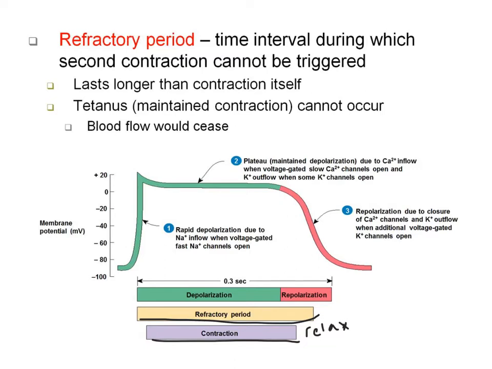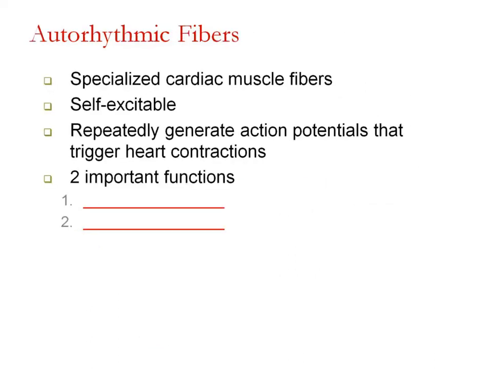Auto means self, right? So fibers is another way to say muscle. Autorhythmic fibers are specialized cardiac myocytes. Only a certain set of them are self-excitable, so they can generate an action potential on their own. They don't need a stimulus. They can just go ahead and say, I'm going to fire an action potential, and they do it.